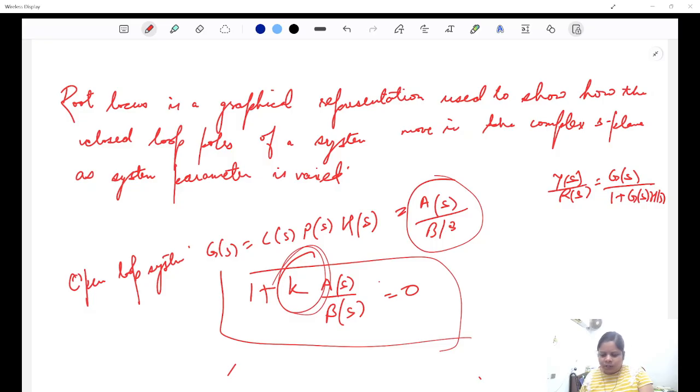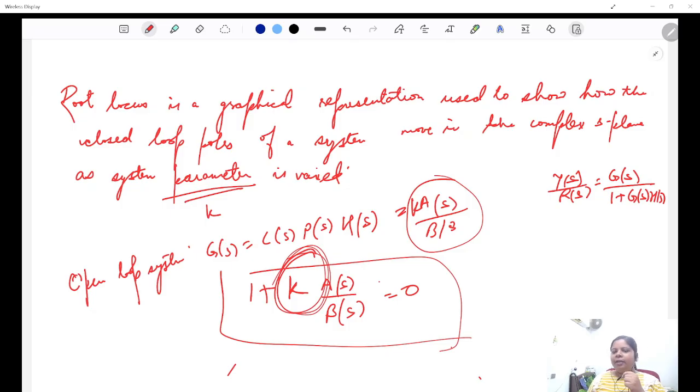Okay, so what I was saying is, it is a graphical method used to show how the closed loop poles of a system move in the complex plane as a system parameter is varied. In our case, the system parameter is K. K is the gain, which is going to tell how the poles are going to be placed.